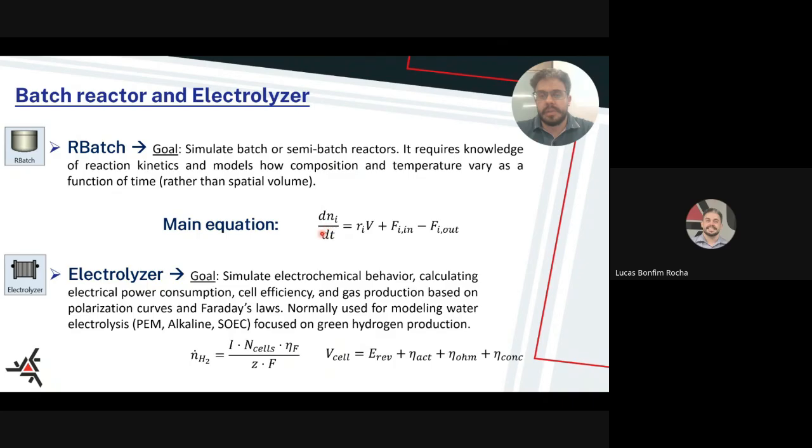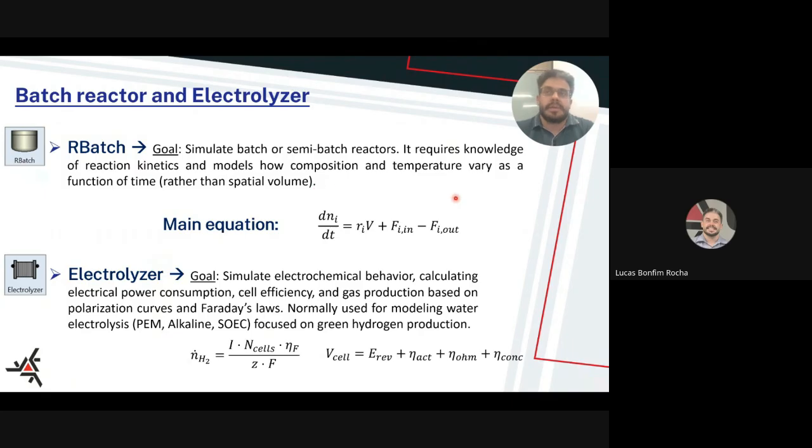We have here the accumulation term, the reaction term, the inlet term and the output term. So we can try to calculate these variations with time inside the reactor. It requires knowledge of the reaction kinetics and models how composition and temperature vary as a function of time, rather than spatial position.